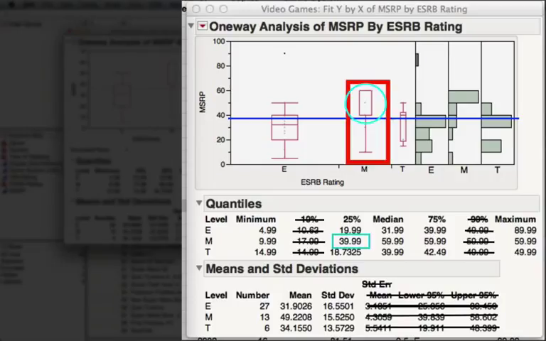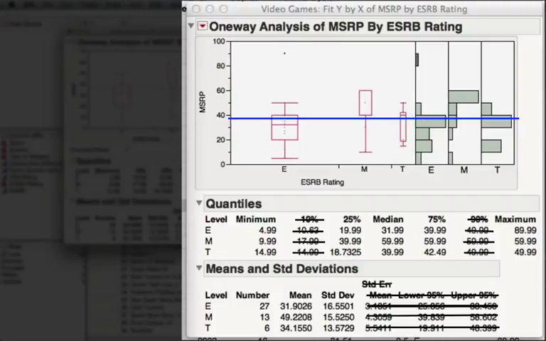Now, if we look at the 13 games rated M for mature, we see that the middle 50% of these games were priced higher than $39.99 as compared to our other two categories. So, these games also had a higher mean MSRP than those rated E or T, as well as the grand mean. The middle 50% of the games rated T for teen ranged in price from about $18.73 to $42.49.